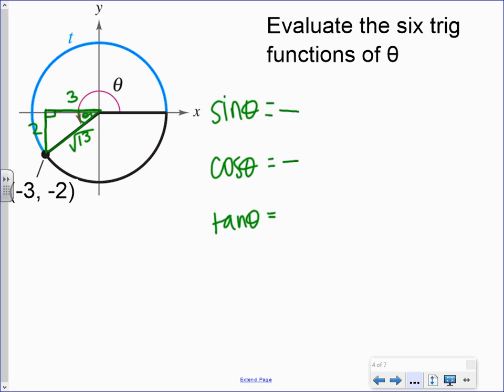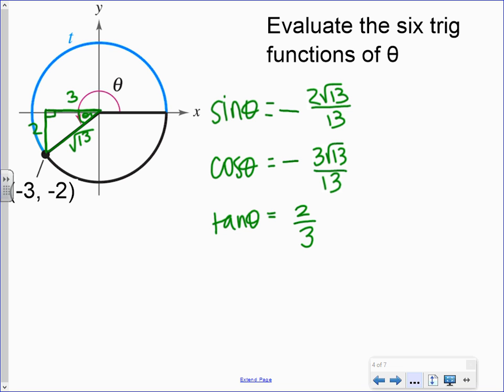Our sine ratio is 2 over radical 13, and then we rationalize it. Our cosine ratio is 3 over radical 13, and then we rationalize it. Our tangent ratio would be 2 over 3. That is option number 1.